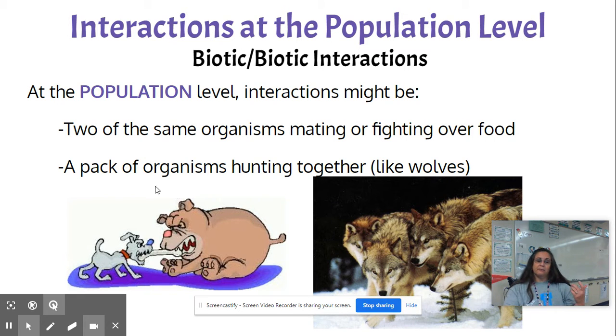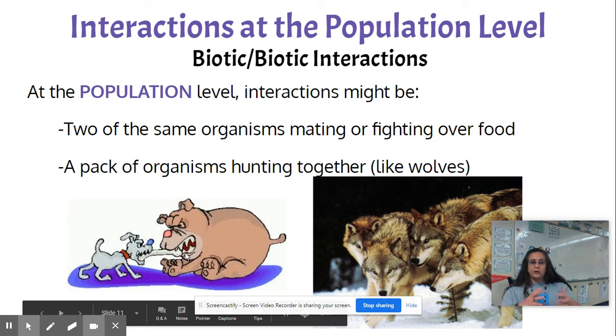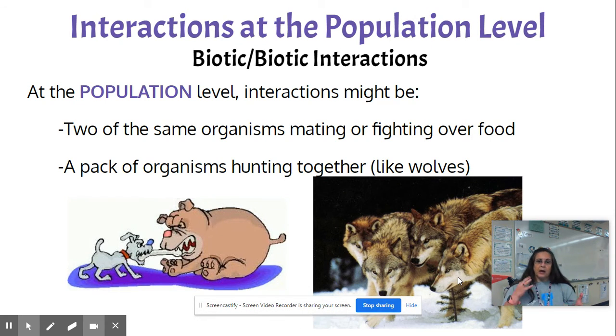So we have in the picture here, we've got two dogs fighting over a bone. We've got wolves fighting over the same food as well. It could be that the organisms are mating. It could be that one is scratching another's back. It's just however they're interacting, okay? It could be like the wolves there. It could be that the organisms are hunting together like in a pack.